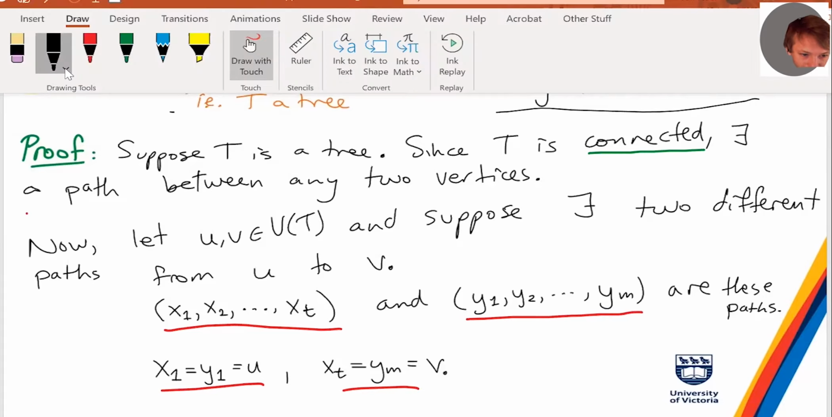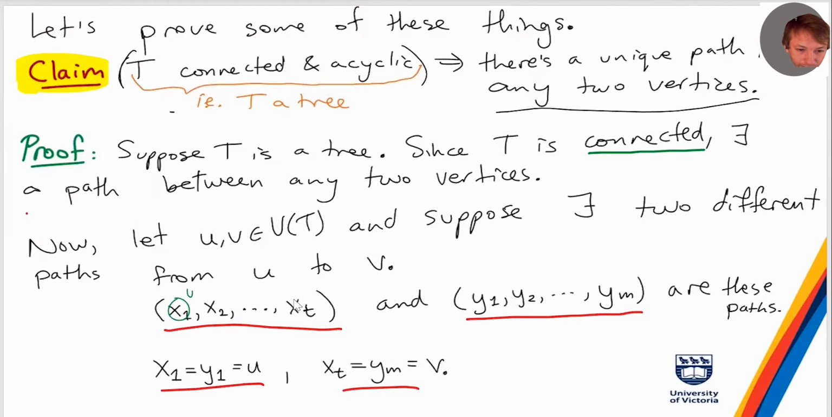So the first vertex here is u, and the last vertex is v. Here the first vertex is u, the last vertex is v, and I'm assuming that these are different paths. So there's some place where these paths deviate from each other. Is it clear what I'm trying to say? So can anyone see where this is going to go? What's going to be the contradiction here?